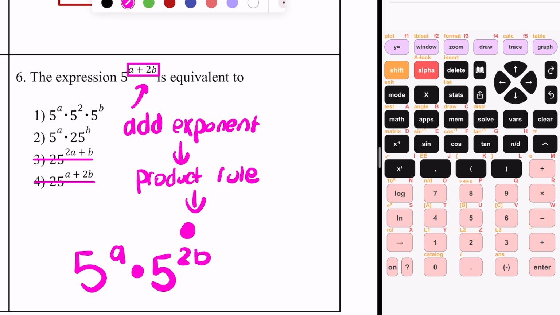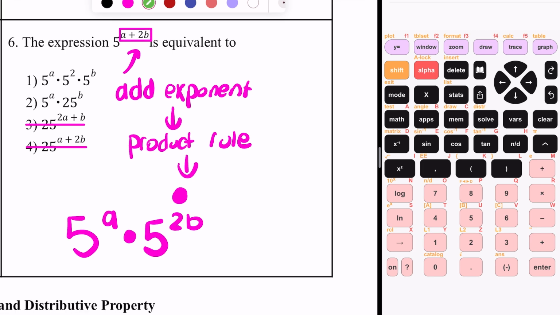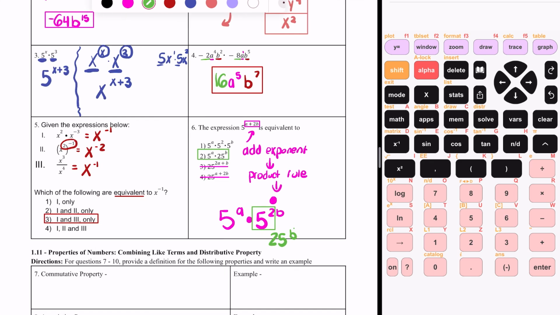But when I look, I don't have that answer. I do have the 5a in both of those, but I don't have 5 squared. Well, let's think about what is 5 squared. 5 squared is 25, and you would leave the b there, which is answer choice 2. And those are 6 examples about the exponent laws. If you are still confused about them, you could watch the video on exponent laws, you could try some of the worksheets, or you could look up problems on exponent laws.